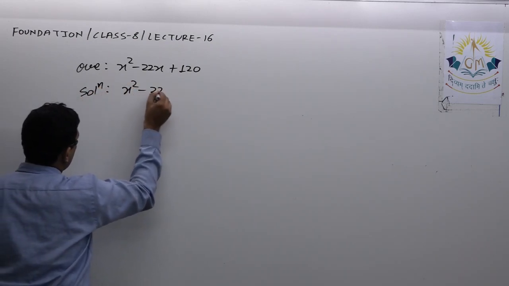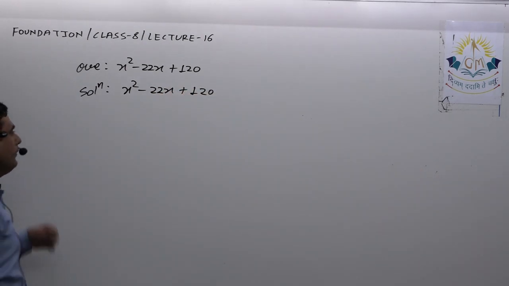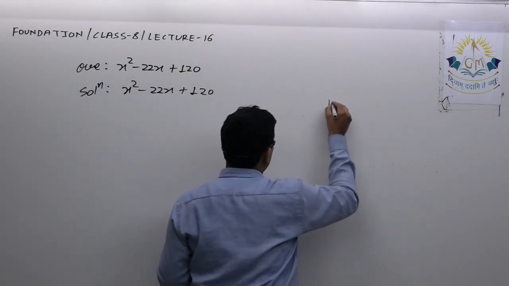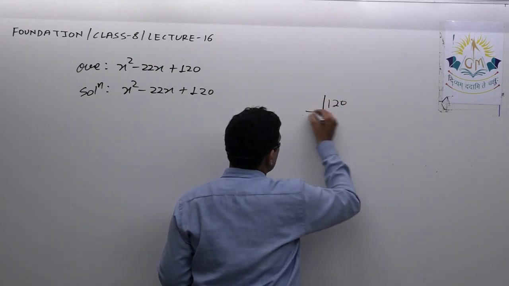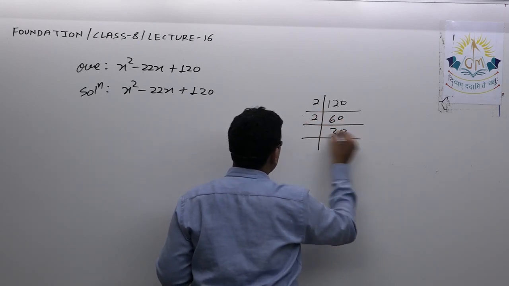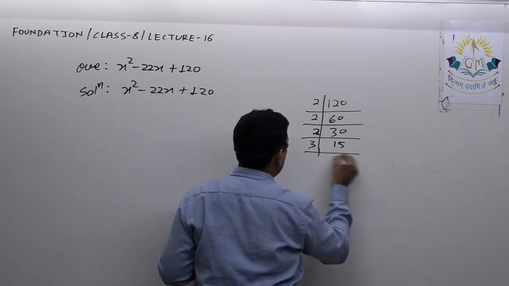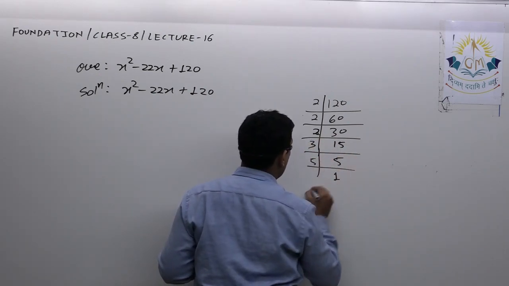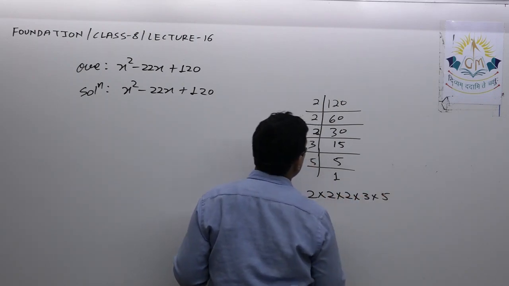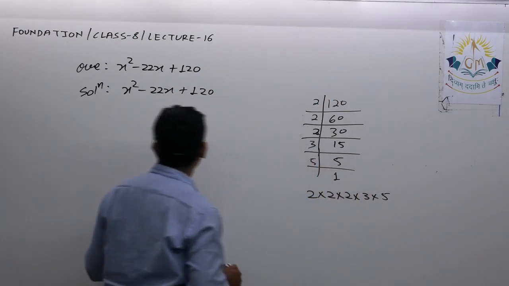So definitely it is in the standard form, as well as the coefficient of the first term is positive, or in other words the first term is positive. So simply we'll start by finding the factors of the constant term, which is 120. So here the factors will be in this way. We'll find the factors: 2 multiplied by 2 multiplied by 2 multiplied by 3 multiplied by 5. Okay, now what we need is minus 22.